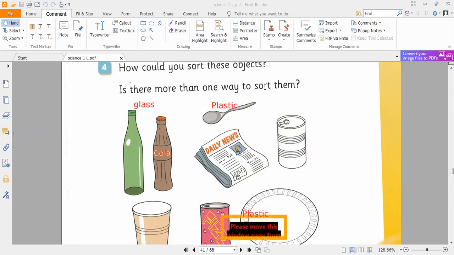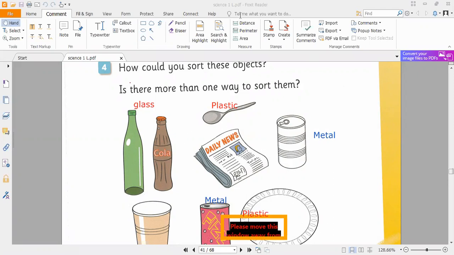What about the tin? Tin is made of metal. Metal. The tin is made of metal. Even the can of fizzy drink is also made of metal. Okay.